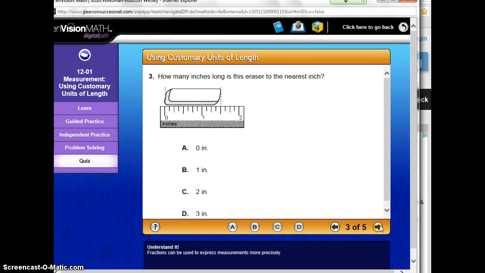How many inches long would this eraser be if the question says, give me the measurement to the nearest inch? Kaylin? It's kind of a tricky one. A little bit tricky anyway. Yeah, we always round up, don't we? So it's actually right in the middle. But anytime it's right in the middle, we always go up. So 2 is our answer, letter C.